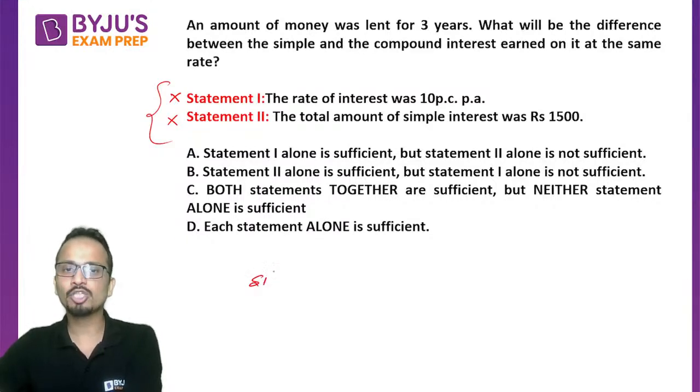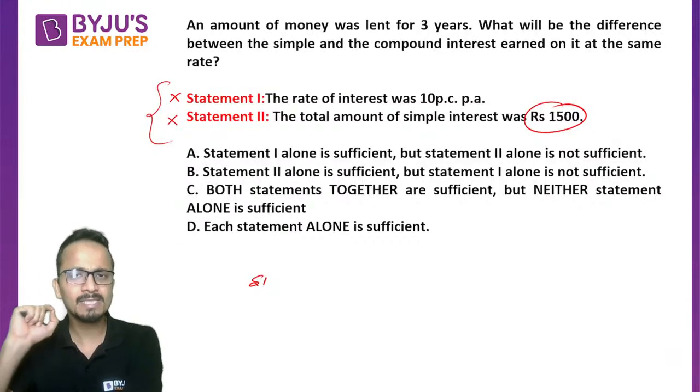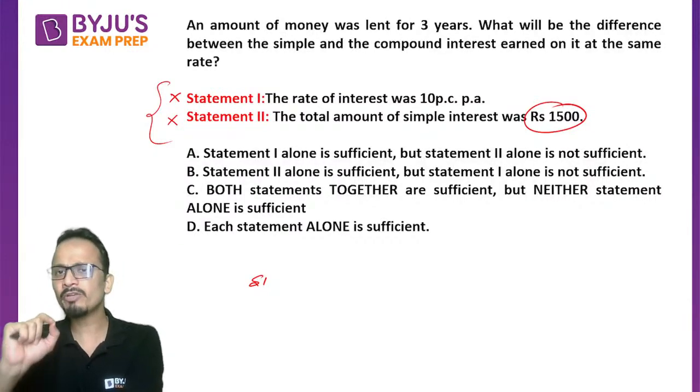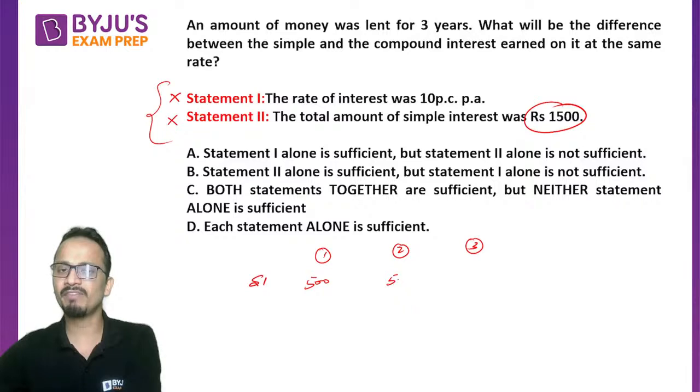So simple interest total is 1500. It is lent for 3 years. The concept of simple interest says that the simple interest remains the same in every time period. So the interest earned in the first year will be equal to the second year, will be equal to the third year. So simple interest for each of these years will be 500 each. Right? 1500 I have divided into 3 years.